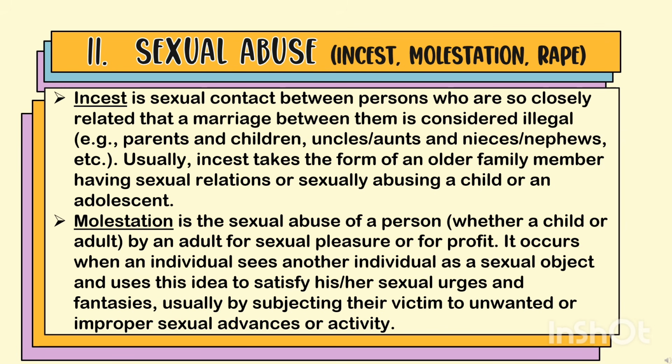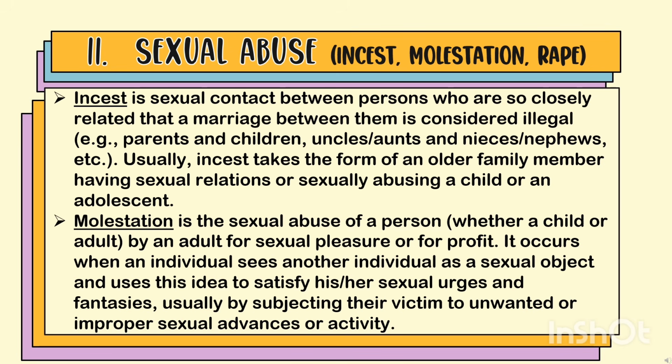And the last kind of intentional injury is sexual abuse, which includes incest, molestation, and rape. Incest is sexual contact between persons who are so closely related that a marriage between them is considered illegal. Example, parents and children, uncles or aunts, and nieces or nephews.